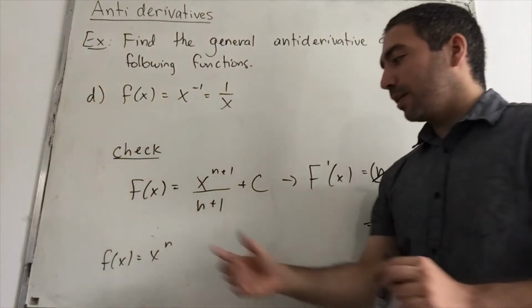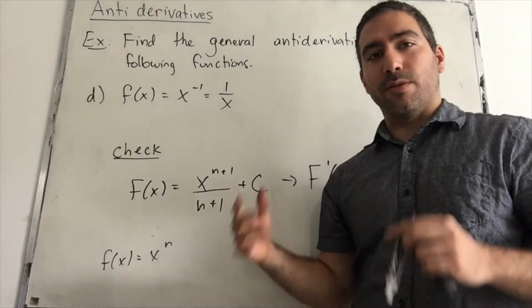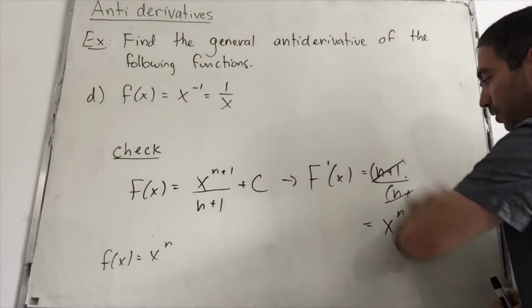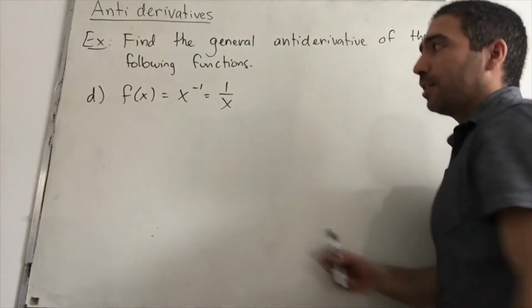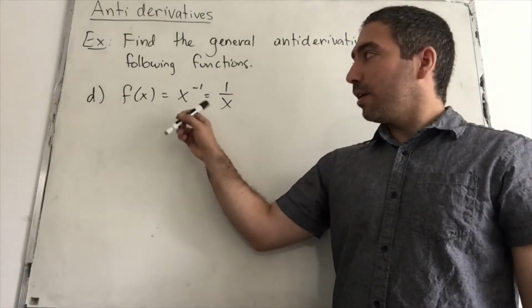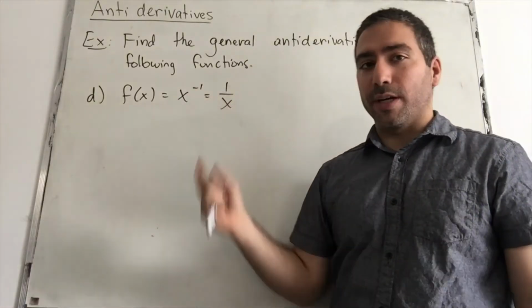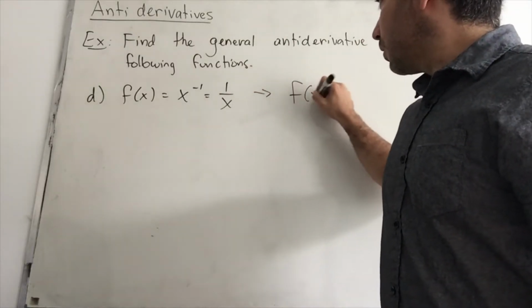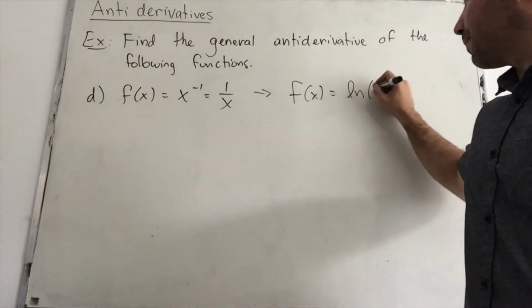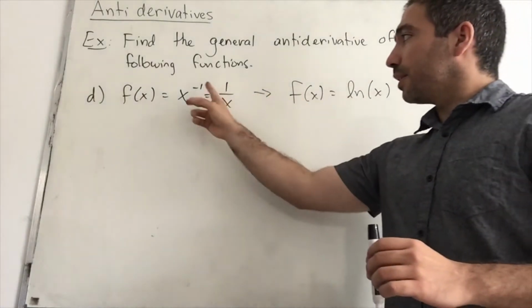We said that it doesn't work in this case because if we had exponent -1, this would cause us to divide by 0. So how do we solve this? What you're essentially asking yourself is, what could you take the derivative of that's going to give us this function, x to the -1, or you could also think of it as 1 over x? Okay. And the answer to that question is ln. We know the derivative of ln of x is 1 over x.